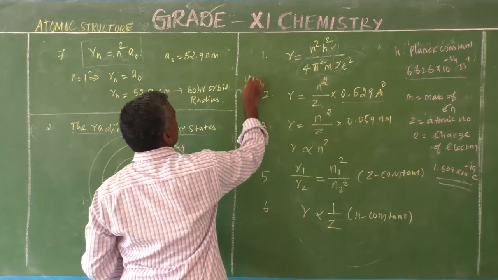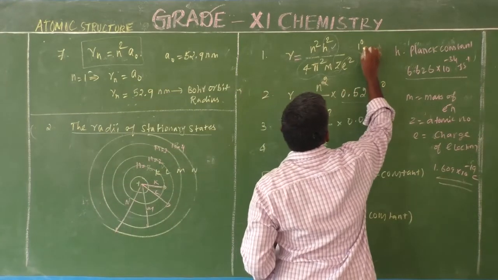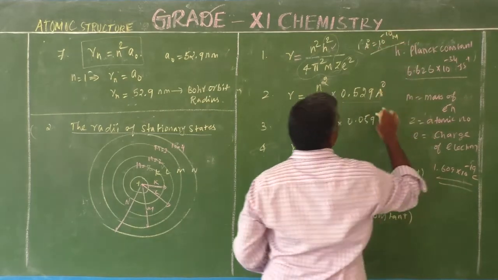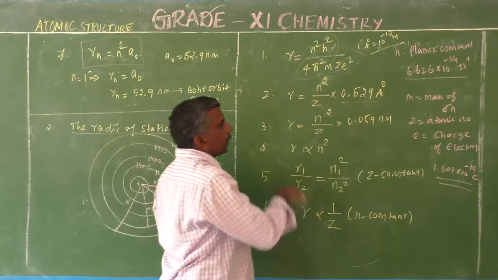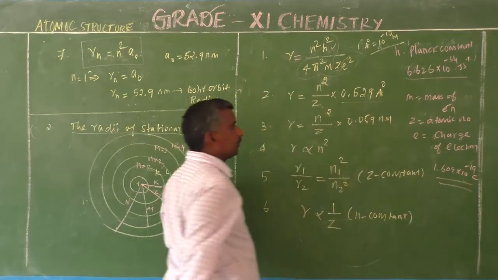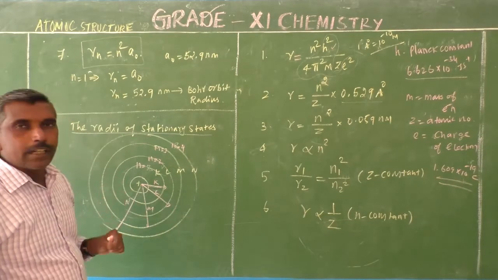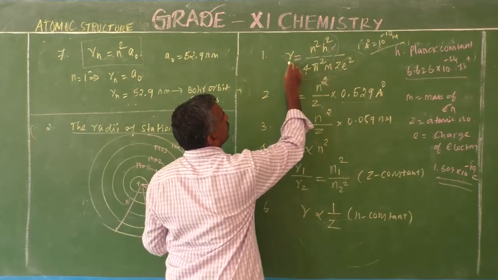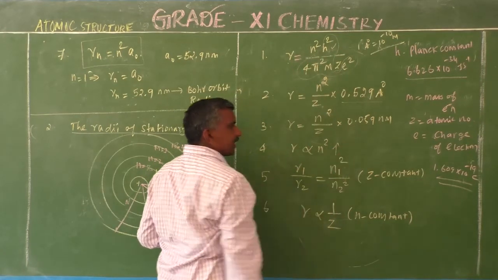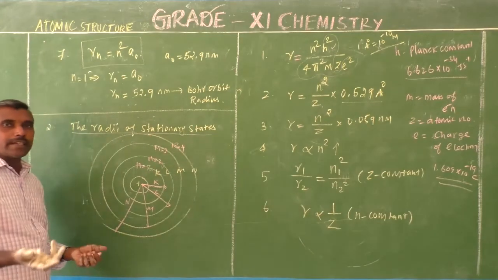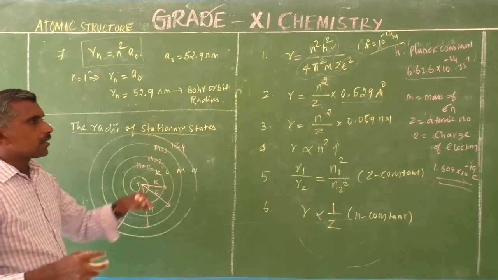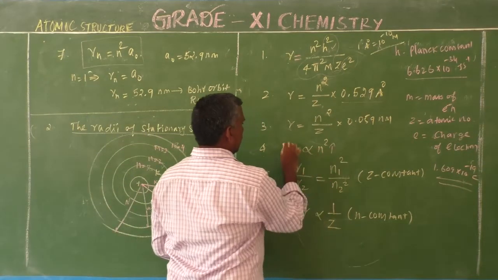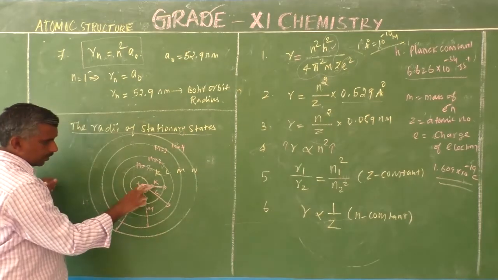1 Angstrom is equal to 10 power minus 10 meter, as in the previous first lesson. Here it is converted to nanometer, 0.0529 nanometer. Now the fourth formula: R is directly proportional to n squared. So when n squared increases, that is the n value, the orbit number, increases, the size of the radius increases. When n increases, R also increases.